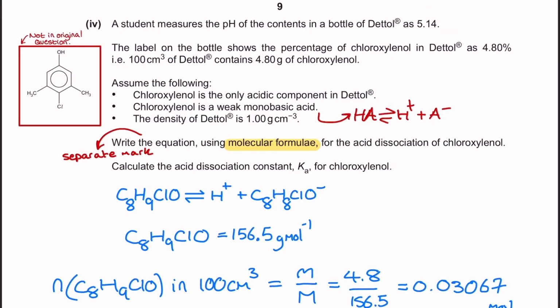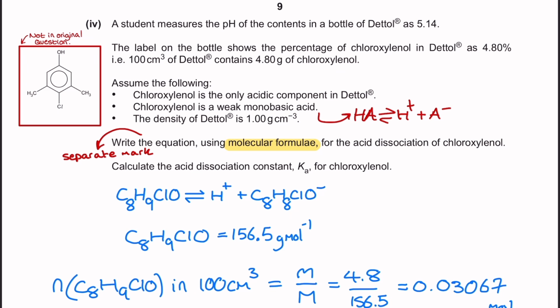Moving on then to part 4 of our question, and we've got a student who measures the pH of the contents in a bottle of Dettol as 5.14. We've got some extra information here as well, that the label on the bottle shows the percentage of chloroxylenol in Dettol as 4.80%. That's a bit confusing, really. We don't get that very often in a chemistry exam, but thankfully they've given us this little supporting statement just here, explaining that for every 100 centimeter cubed of Dettol, we've got 4.8 grams of the chloroxylenol, and I've replicated the structure here because I'm going to use that to answer the question.